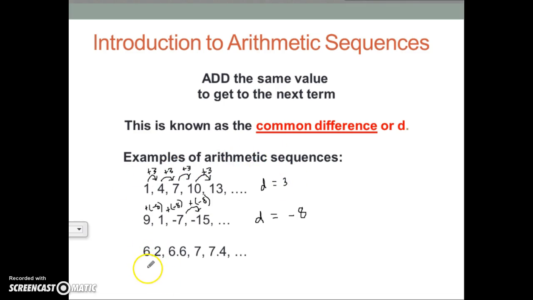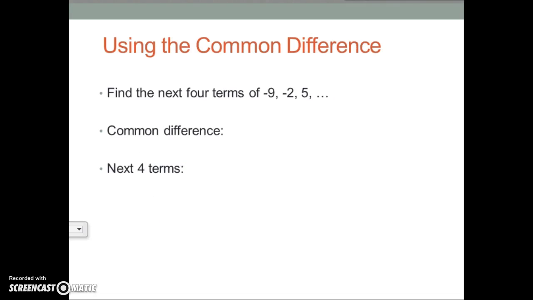And in our last one, we have the sequence 6.2, 6.6, 7, and 7.4. To get from each term to the next, we are adding a value of 4/10, so 0.4 each time. 6.6 to get to 7, if we add 0.4 or 4/10, we get 7. 7 plus 0.4, we get our last term of 7.4. So the common difference in this last sequence is 4/10, or decimal 0.4.